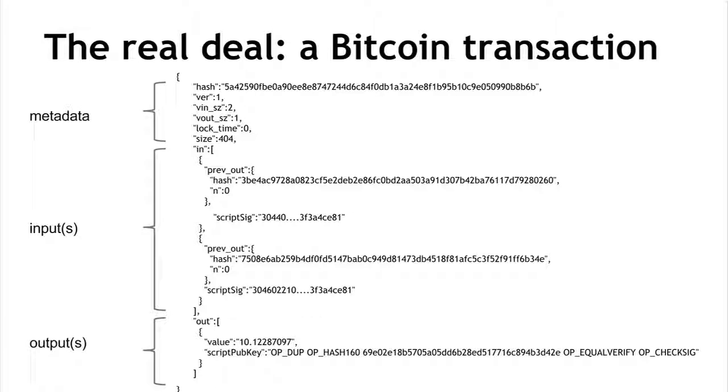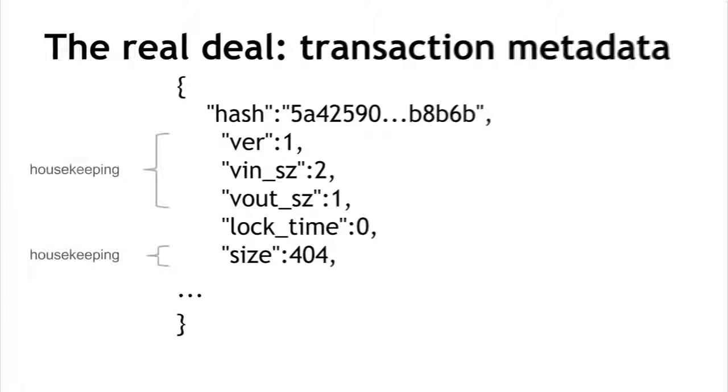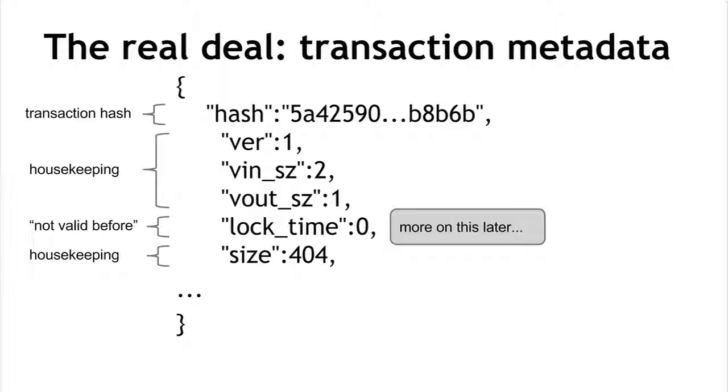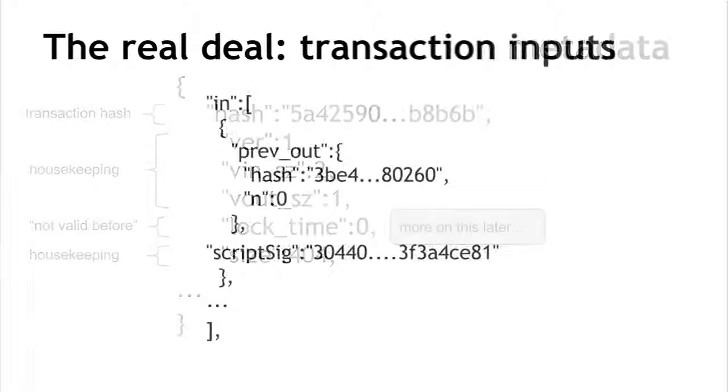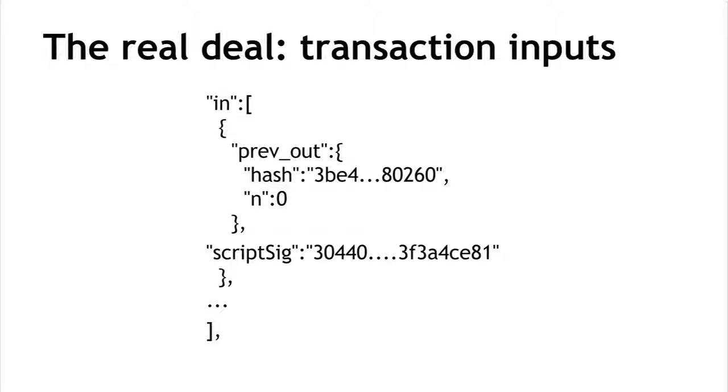So there's 3 parts. There's some metadata, there's a series of inputs, and a series of outputs. So we'll start with the metadata. So there's some housekeeping information, which is the size of the transaction, the number of inputs, and the number of outputs. Pretty straightforward stuff. There's the hash of the entire transaction, which, as I said, will serve as a unique ID for the transaction to let us do hash pointers. And then there's this funny lock time parameter, which I'll come back to later. The transaction inputs is just an array of inputs that all have the same form.